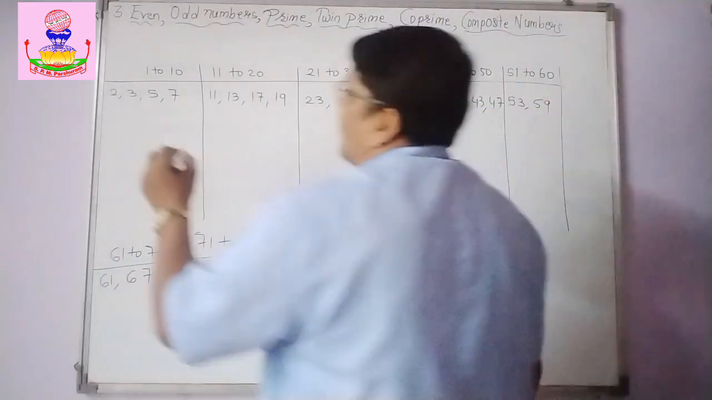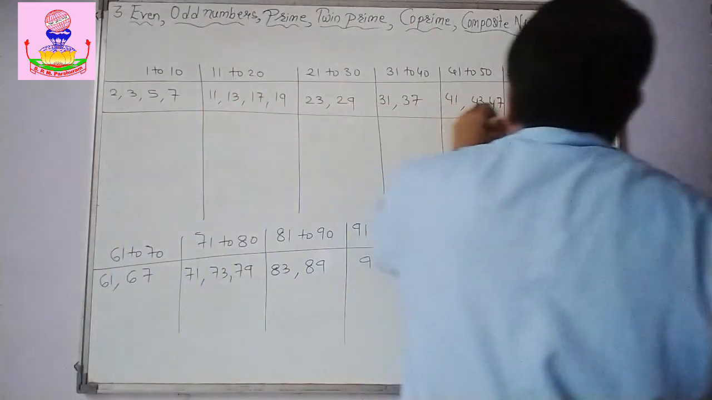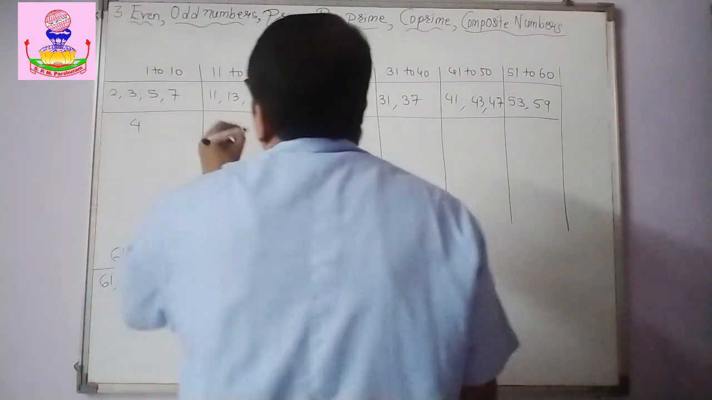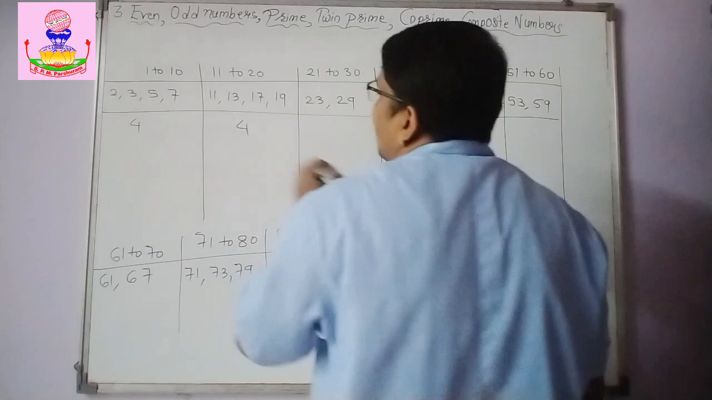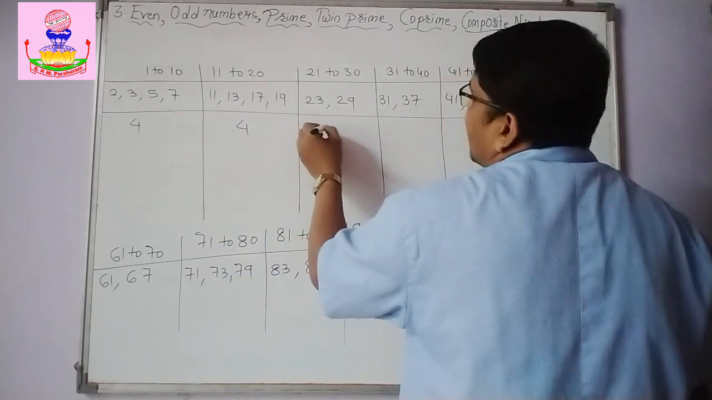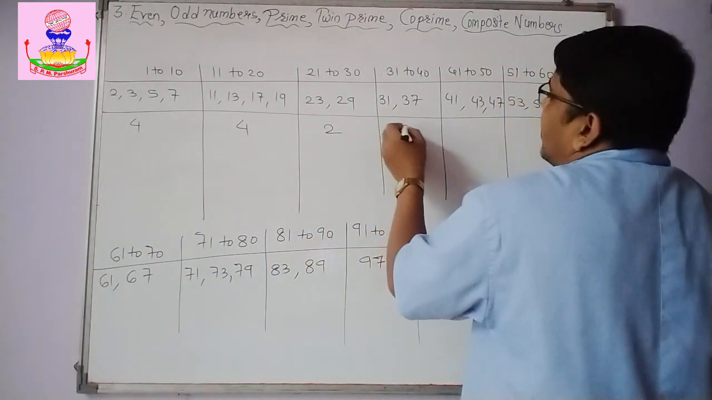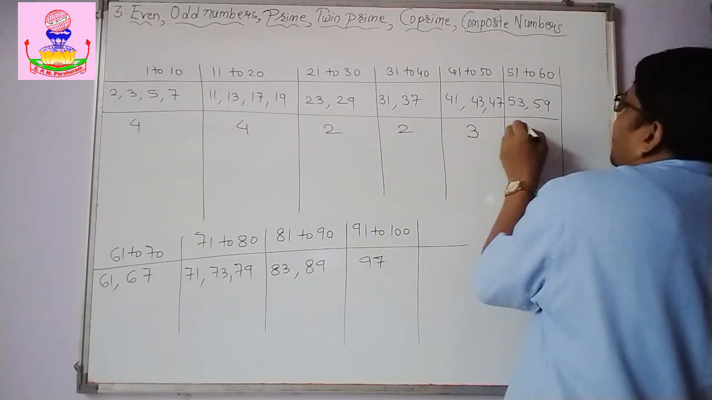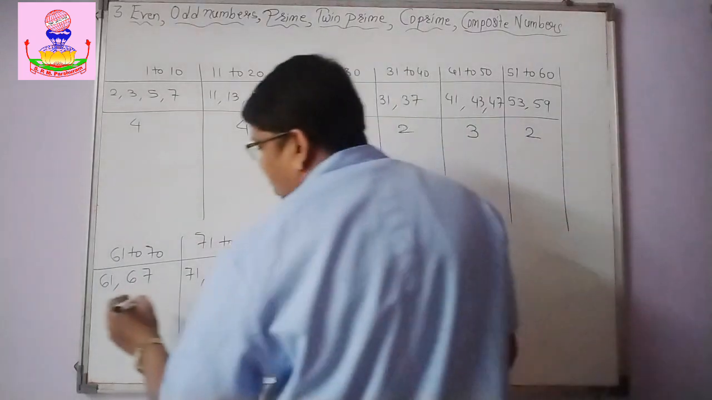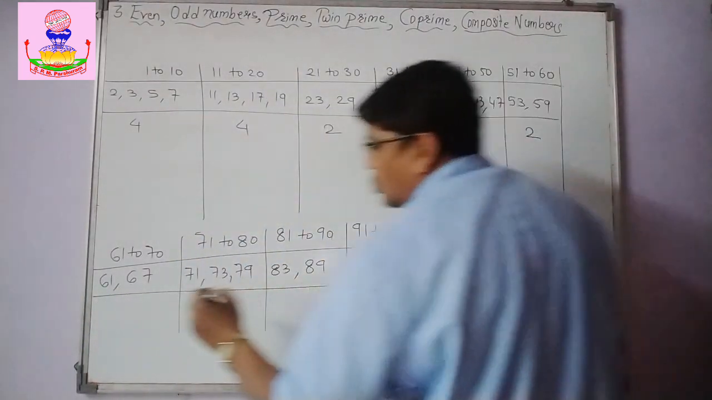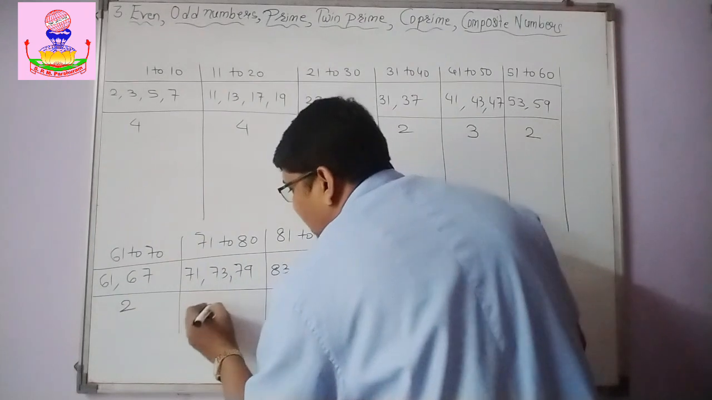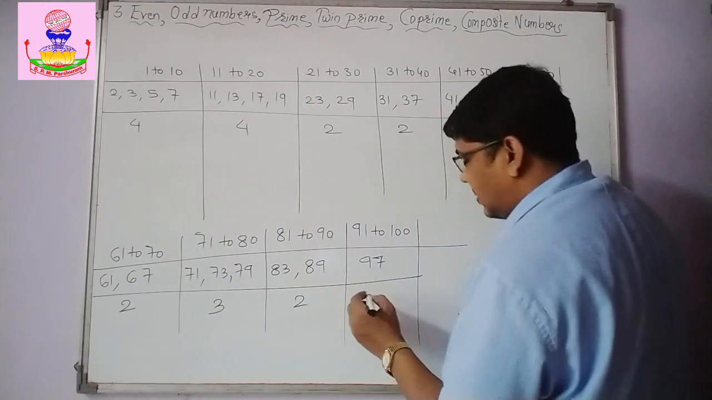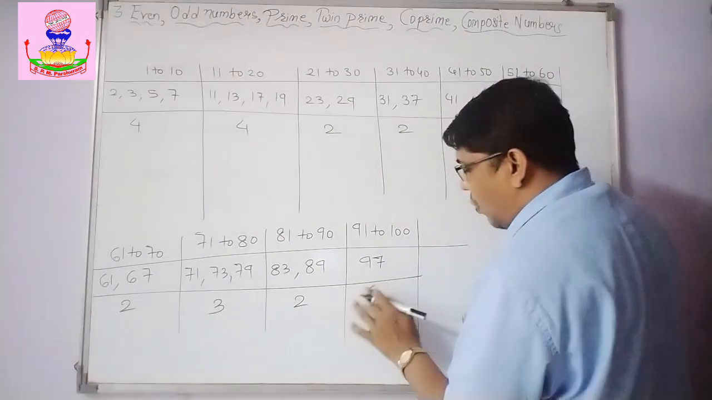Now let us see. Between 1 to 10, how many prime numbers are there? 4. Between 11 to 20, 4. From 21 to 30, 2. From 31 to 40, 2. From 41 to 50, 3. From 51 to 60, 2. From 61 to 70, 2. From 71 to 80, 3. From 81 to 90, 2. And from 91 to 100, 1.